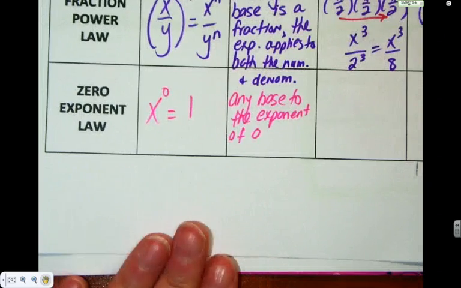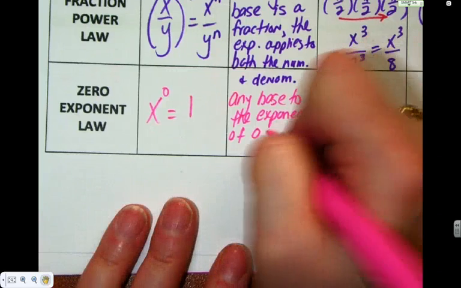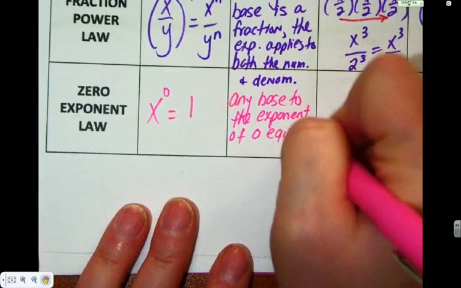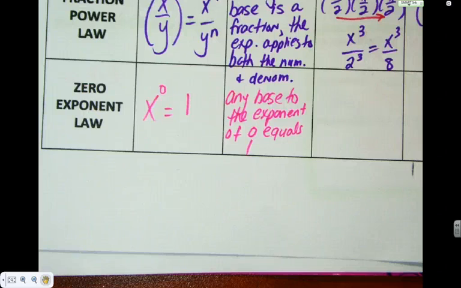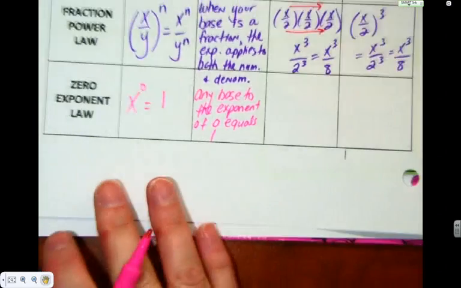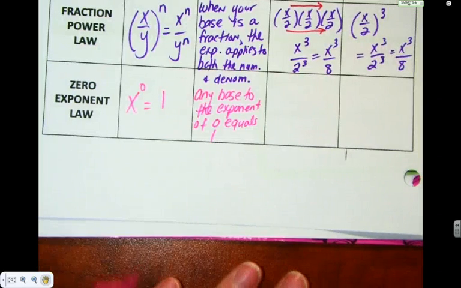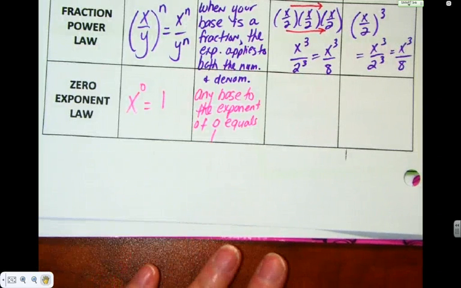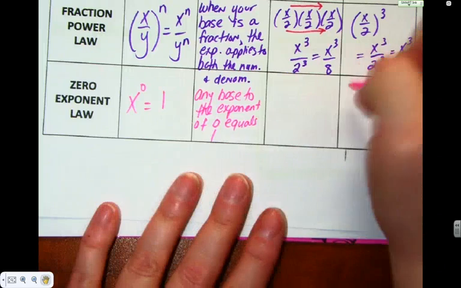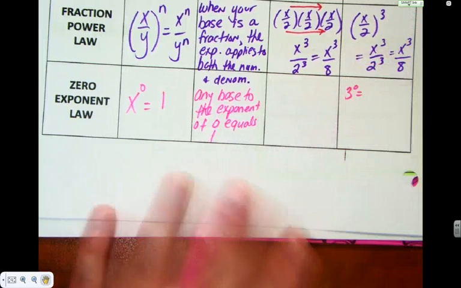Any base to the exponent of 0 equals 1. I'm going to jump to the example. I'll come back to the why. For example, 3 to the 0.